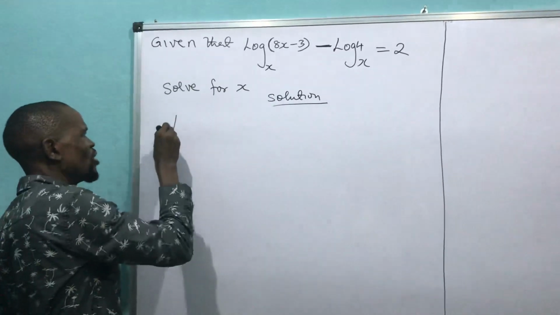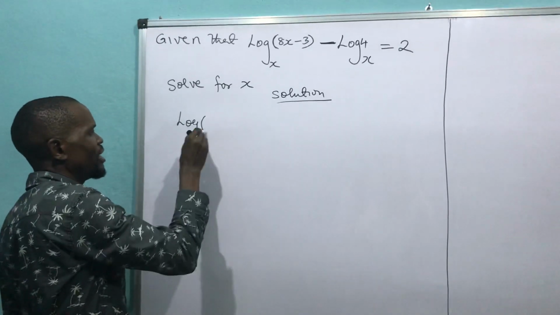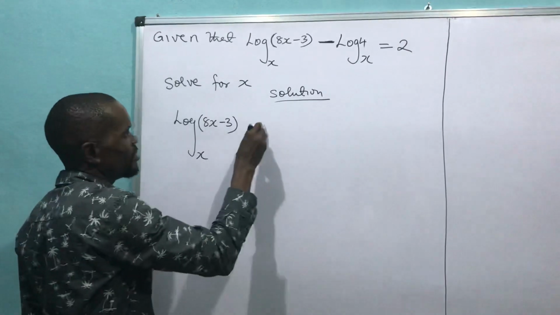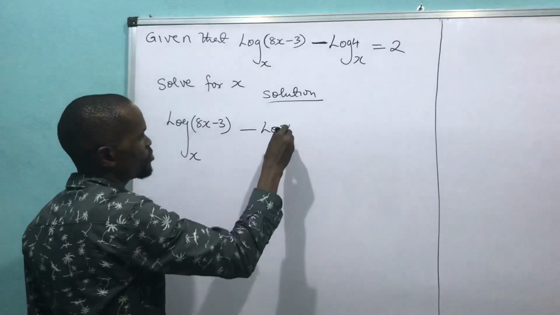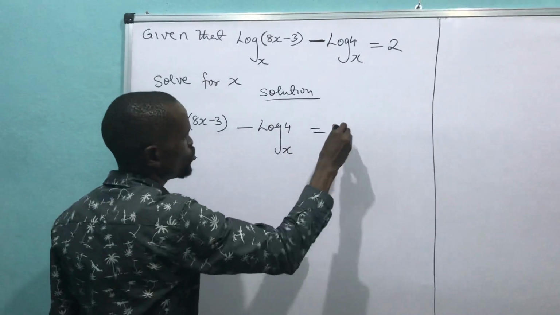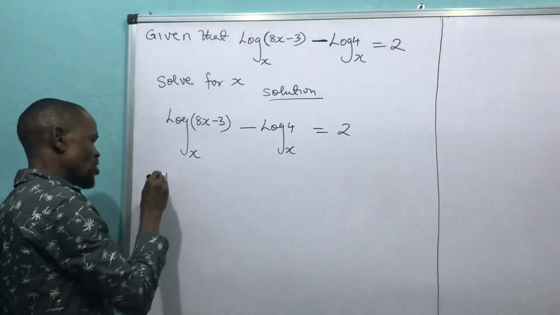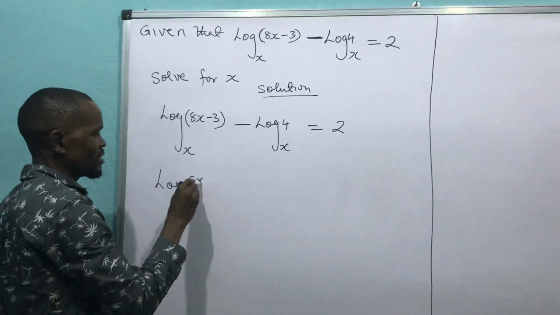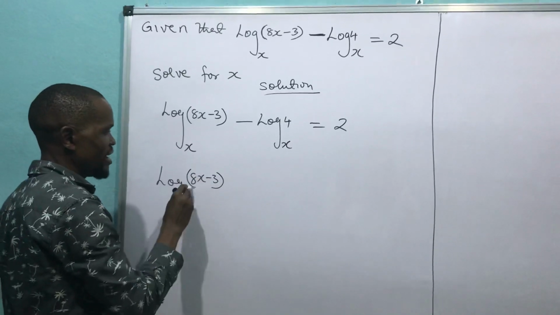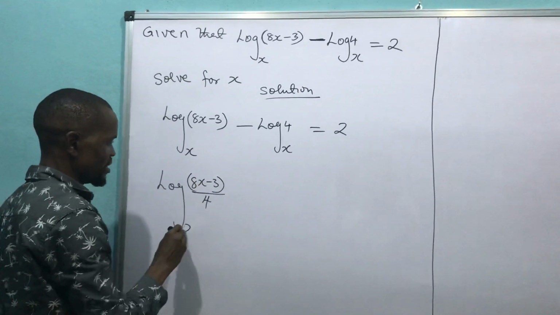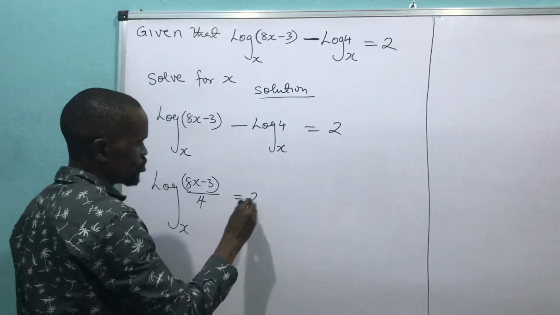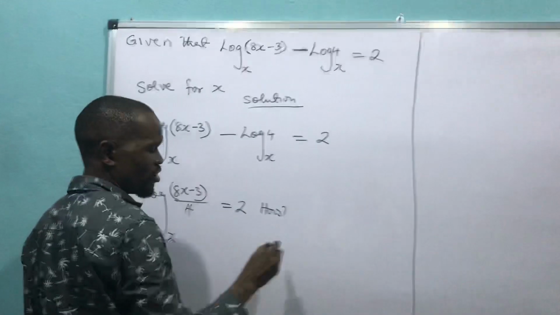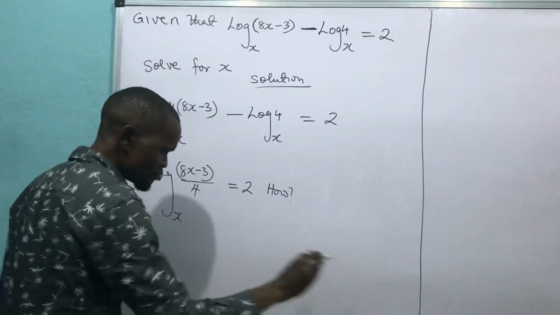We remember that log of (8x minus 3) base x minus log 4 base x equals 2 is the same thing as log of (8x minus 3) divided by 4, base x, equals 2. Somebody will say how? Remember the law of logarithm.